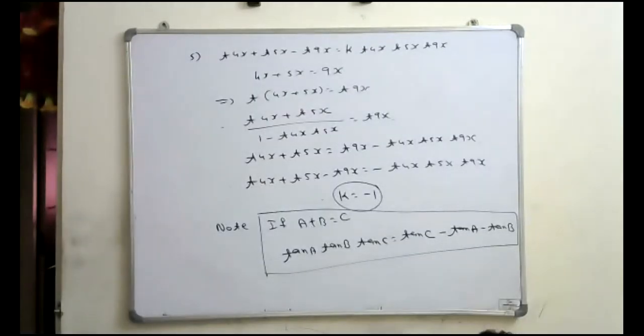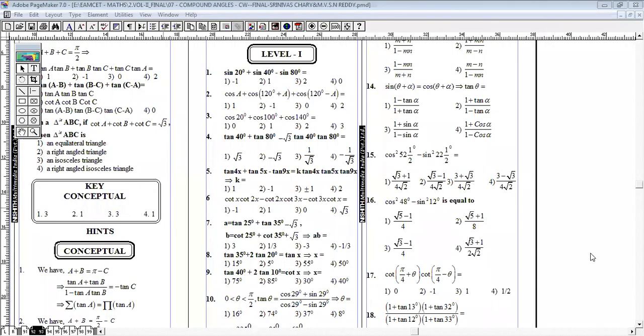Look at the next problem. Observe this problem number 6. Cot x cot 2x minus cot 2x cot 3x minus cot 3x cot x is equal to how much? Here also observe the options. All the options are constants only. That means the answer doesn't depend upon the angle x.